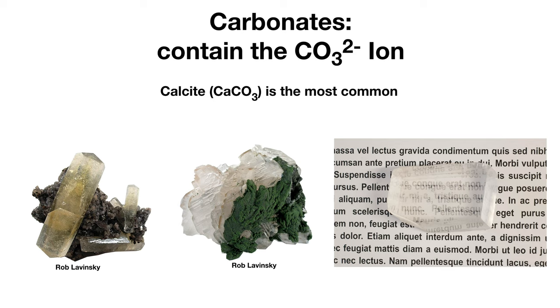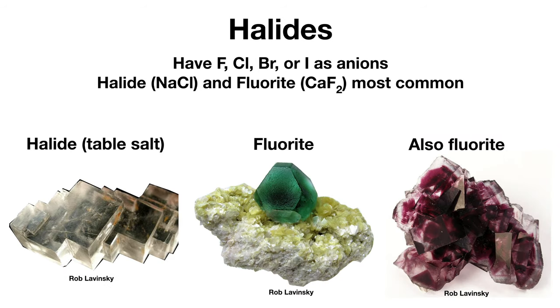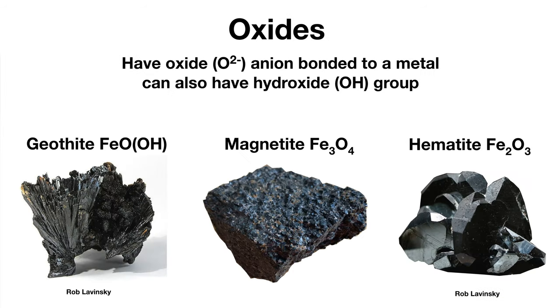We have carbonates, which are used in cement and have lots of construction applications. Halides, which include table salt and other salts important to industrial processes and agriculture. Oxides are an extremely important group of minerals. Steel is made from iron ore and oxide, and that's a pretty important one.